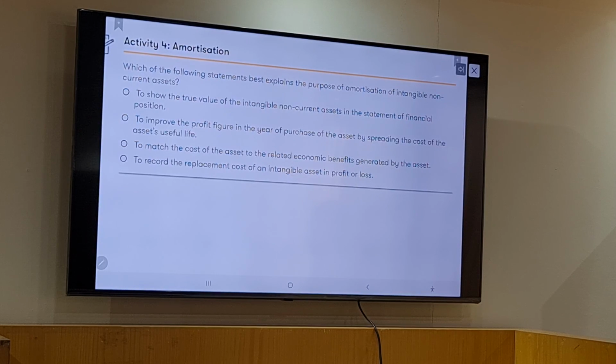But why is number one not correct? Number one says to show the true value of the intangible non-current assets in the statement of financial position. Let's say on the first date of the transaction, you still need to show the true value of the intangible non-current asset, correct? And the amortization we do at the end, but the true value you need to show from the beginning. Clear? Okay, with this the chapter is over. Stop the video.